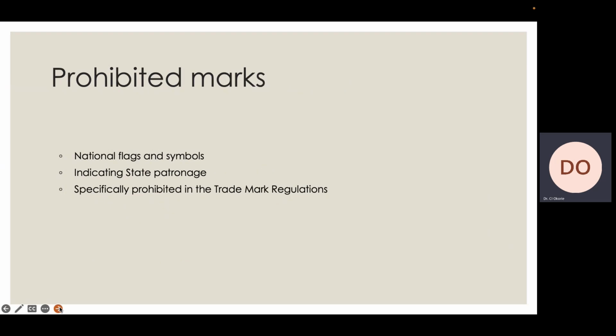Then they could also come and say the mark is a prohibited mark. When you're dealing with a prohibited mark, there are marks that within the trademark law are prohibited. Let's say things like national flags and symbols. So you want to use the map of South Africa as a mark. It's prohibited. You're not allowed to use it. Or you want to use a mark that indicates state patronage. In fact, it is prohibited.